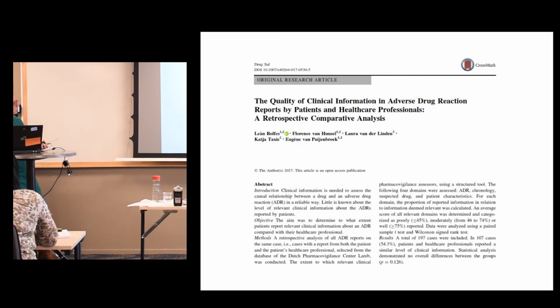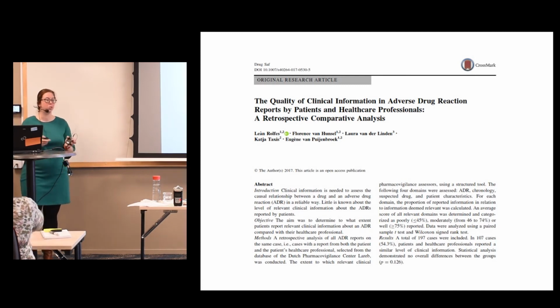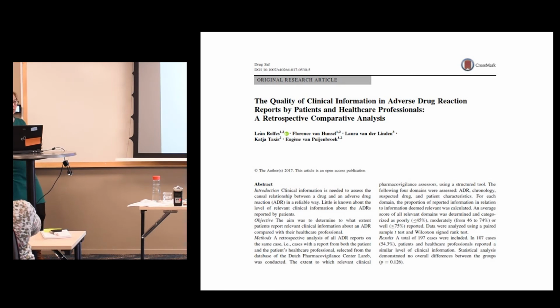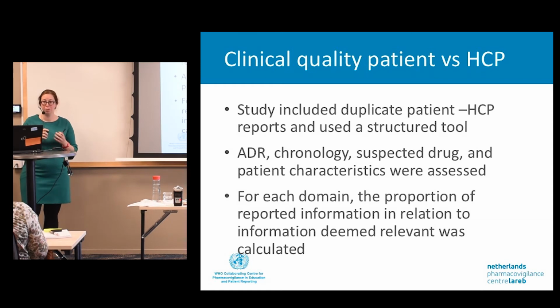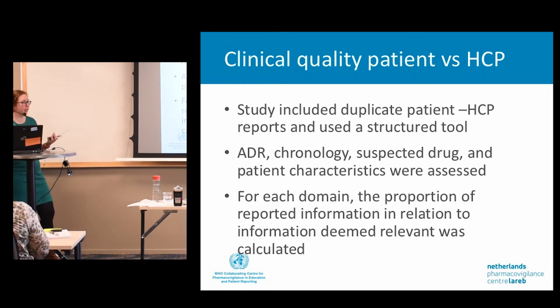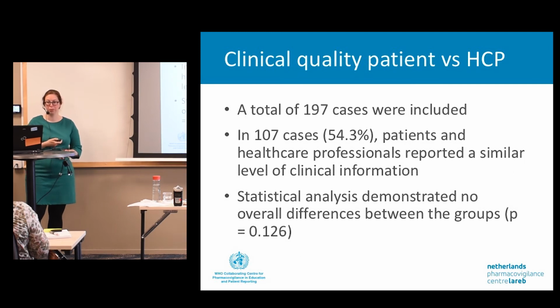this is another study that we did, looking at, let's say, duplicate reports, pair reports. We searched our database for all the reports that were reported by both the patient and the healthcare professional. And we then compared them. It was a set that we gathered in the last 15 years, and we looked, well, if you have these reports on the same association, what kind of info do they give you? And we used a structured tool. We looked at different elements of information, and we calculated how much they were comparable to each other.